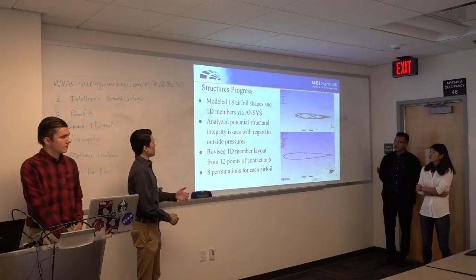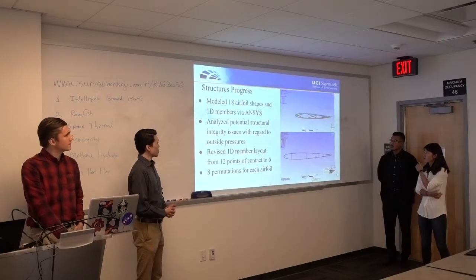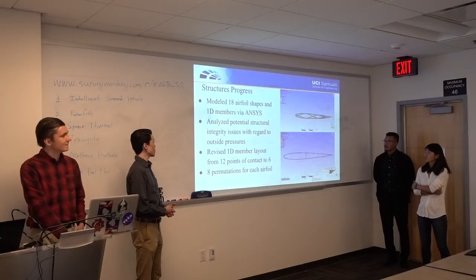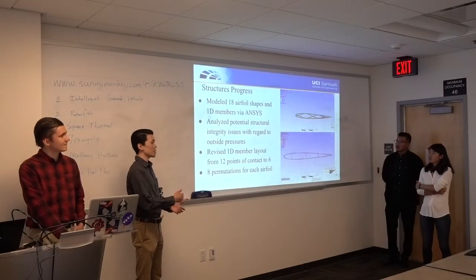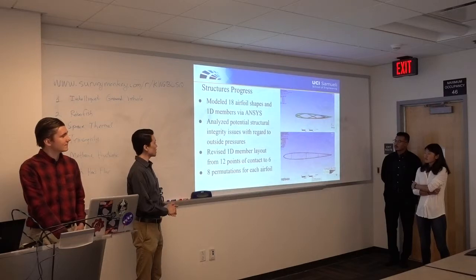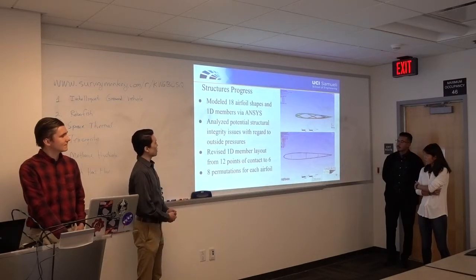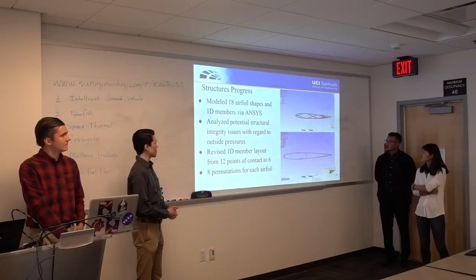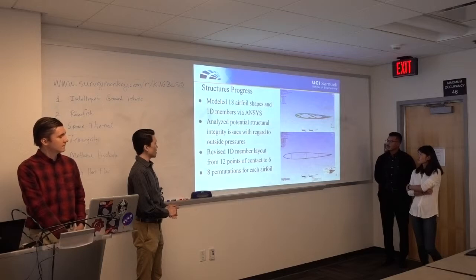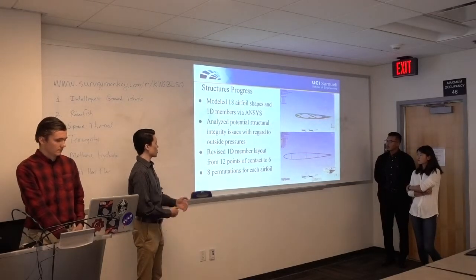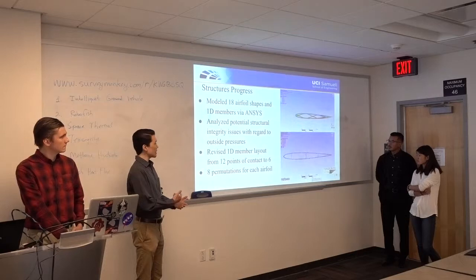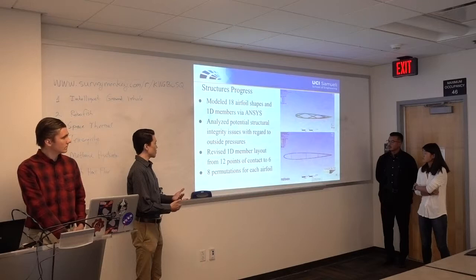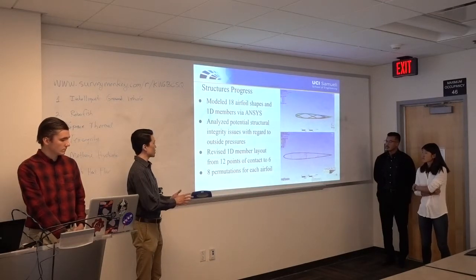So far, the structures team has modeled 18 different airfoil shapes and their 1D members in ANSYS, and analyzed potential structural integrity issues with regard to outside pressure distributions. We revised the 1D member layout. As you can see on the top, there's an X shape with 12 points of contact. We changed that to just 6 points of contact with 3 vertical 1D members. We found that we were getting better results in the deformation with just the vertical members. By altering the length of each 1D member by 5%, we're able to generate 8 different permutations for the changes in airfoil shapes.